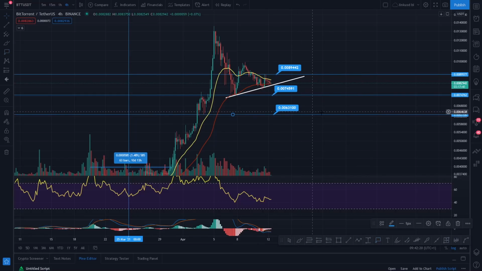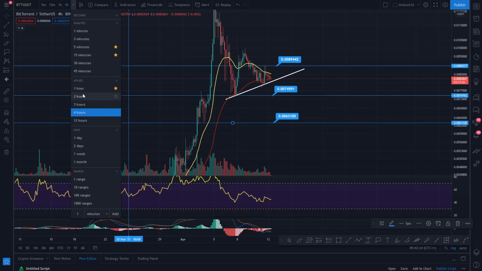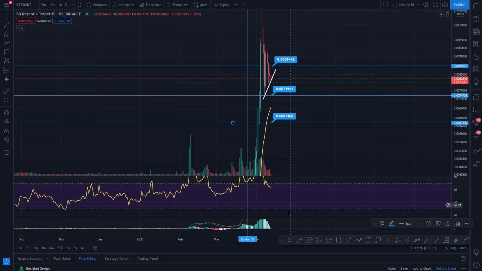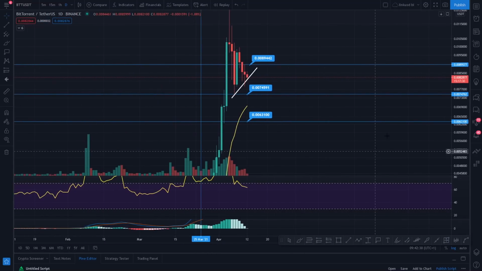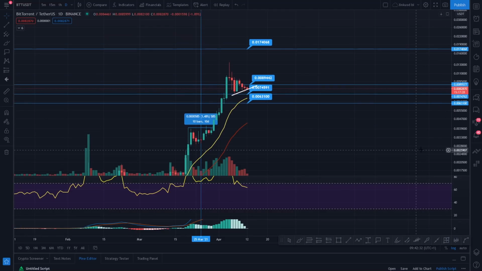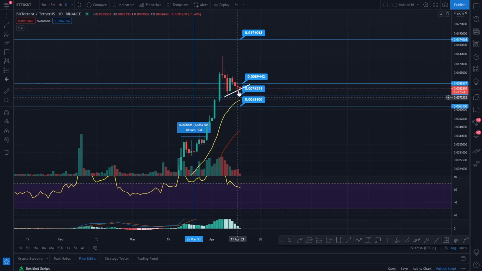And what I'm going to do, always zoom out, zoom out on a daily time frame, just to get a bigger picture of what's going on. Right, so on the daily time frame, you can look where the yellow line is. It's miles away at the moment, miles away. So I would anticipate more consolidation.